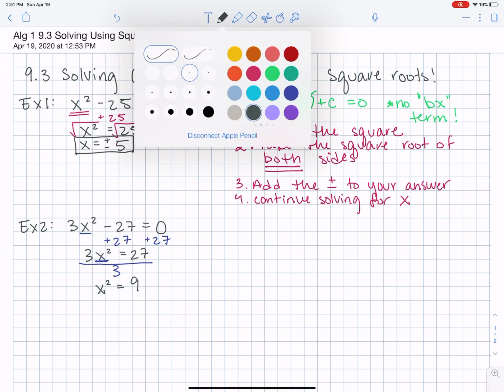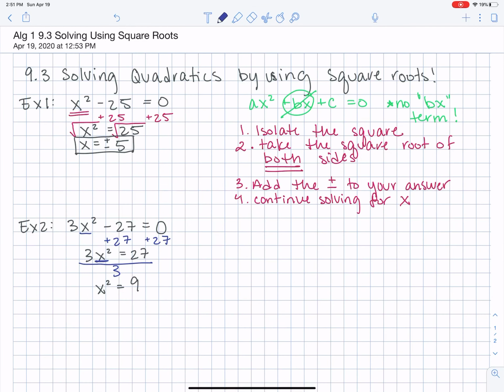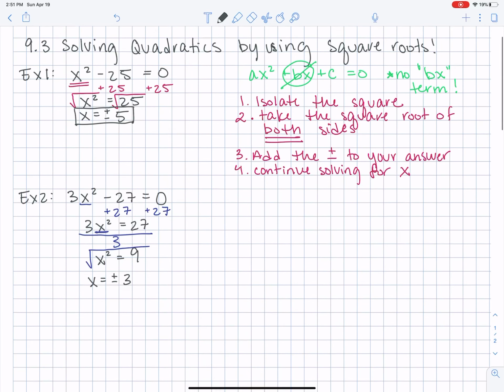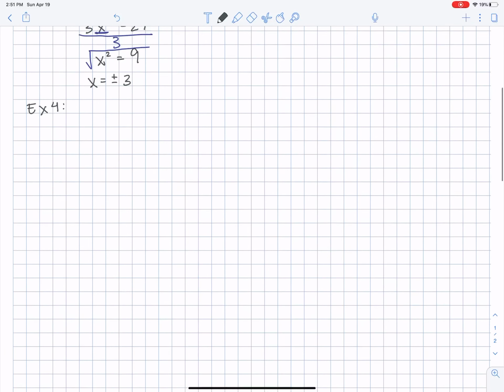Okay, and now that your square is isolated, you're going to take the square root of both sides. I'm going to write this in a little bit different way. Sometimes they just write a whole square root sign over the entire equation. That's okay too. Meaning that my answer is x is equal to 3. Don't forget that plus or minus in there, so you have x is equal to positive or negative 3. All right, let's move on to example 4. Oh, excuse me. Example 3.